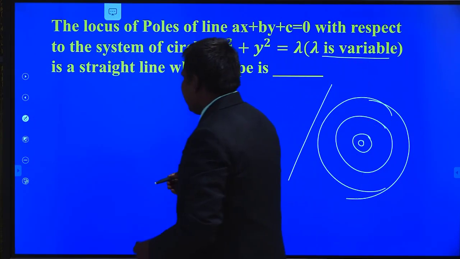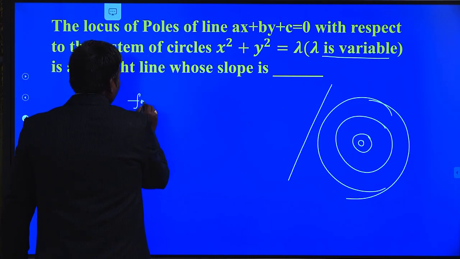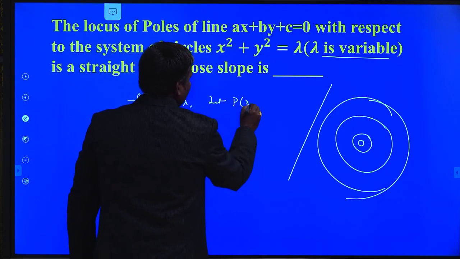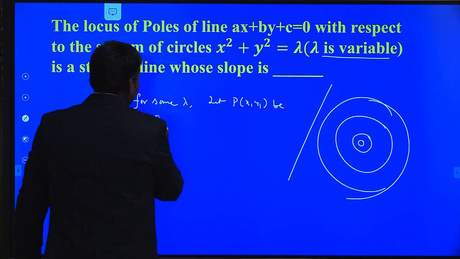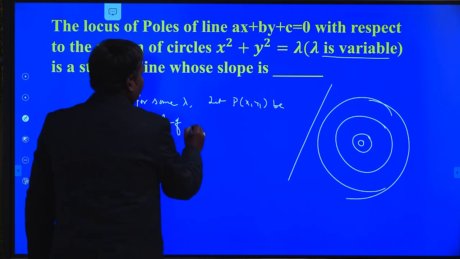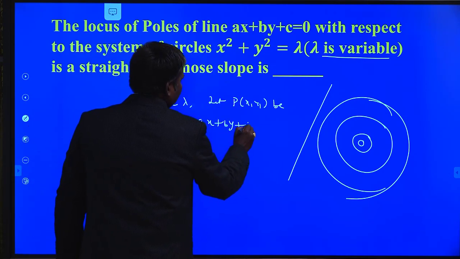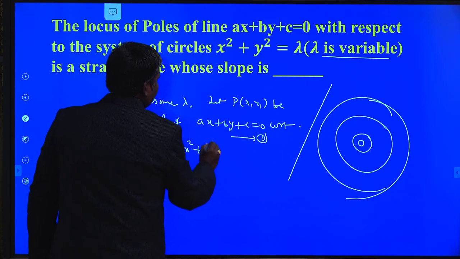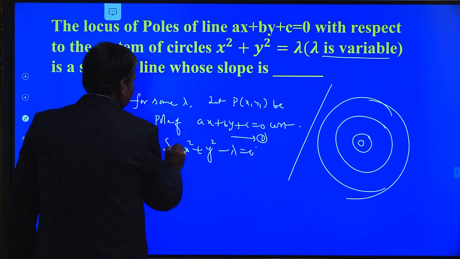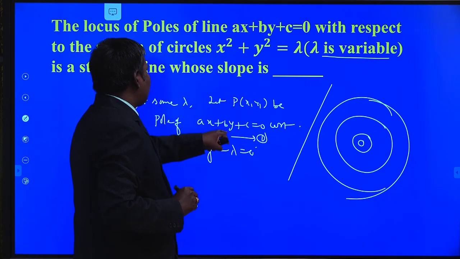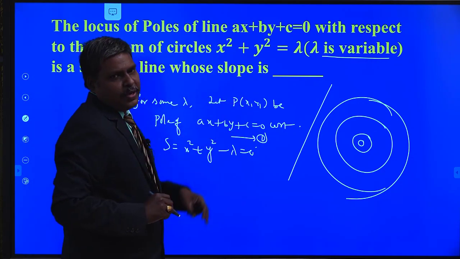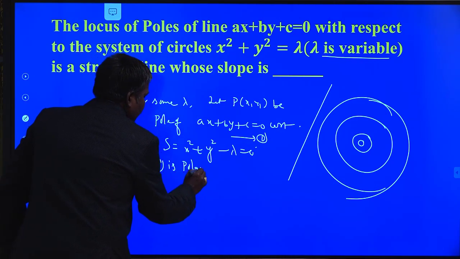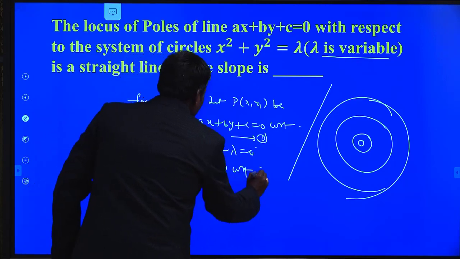Suppose for some λ, (x1, y1) is the pole. For some λ, we get some circle. Let P(x1, y1) be the pole of ax + by + c = 0, equation number 1, with respect to x² + y² - λ = 0. (x1, y1) is the pole of this line, we mean this line is the polar of P. Am I correct or not? This line is the polar of P with respect to S = 0.